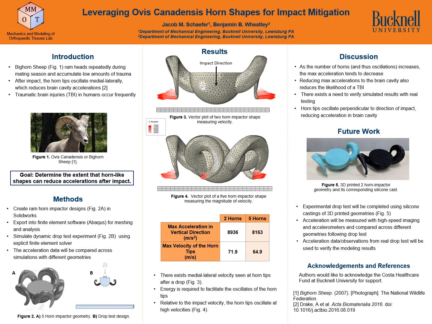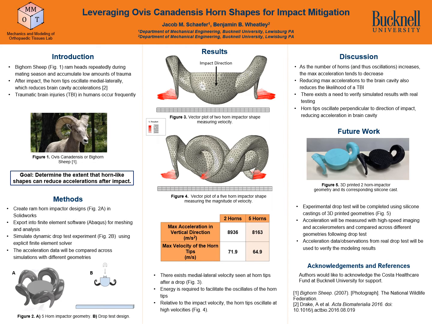Hi, I'm Jake Schaefer, and I've recently been hard at work leveraging Ovis canadensis horn shapes for impact mitigation. As you can see in Figure 1, Ovis canadensis, more commonly known as bighorn sheep, have a beautiful helical pair of horns that are used by males to repeatedly collide with each other during mating season.